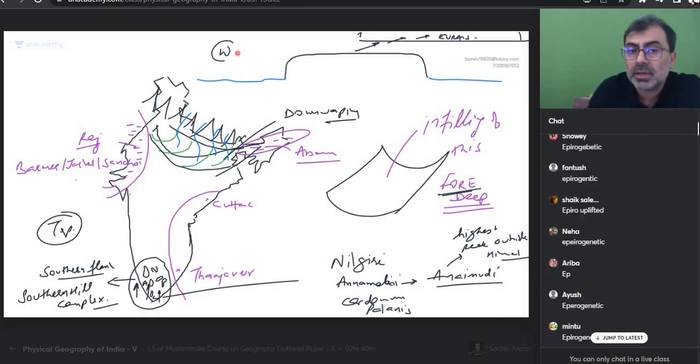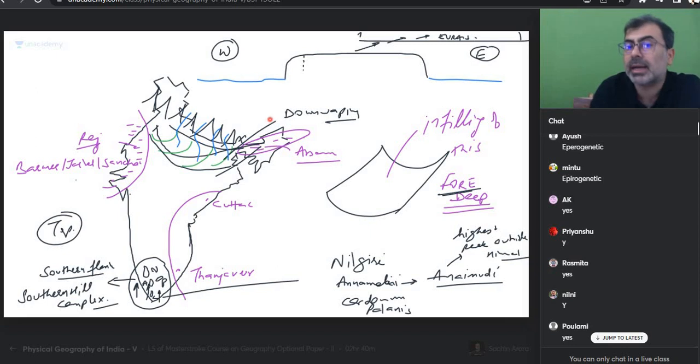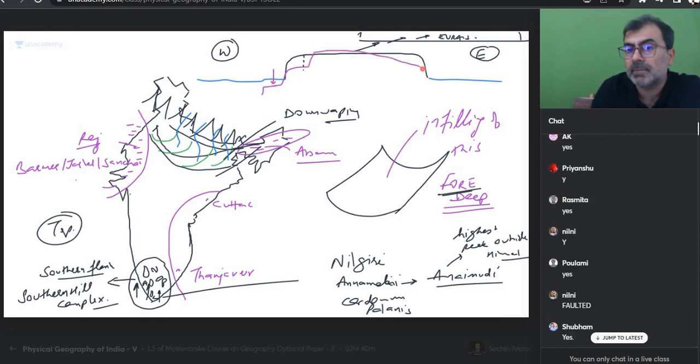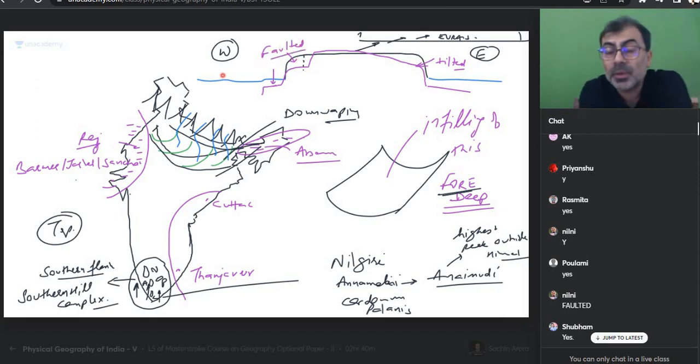I want to tell you one more thing that happened. Can I say this is the western flank? Can I say this is the eastern flank? Western flank cracked. As a result, it went down like this. Got submerged. Get that? Crack happened, and the eastern flank got tilted. So this one got tilted and this one got faulted. West got faulted, east got tilted.